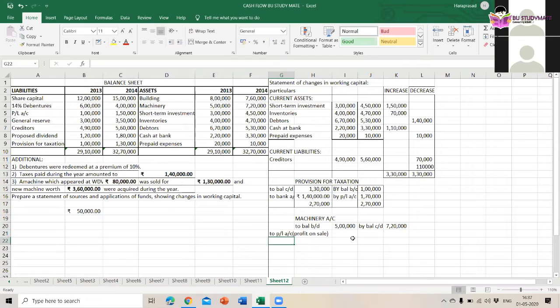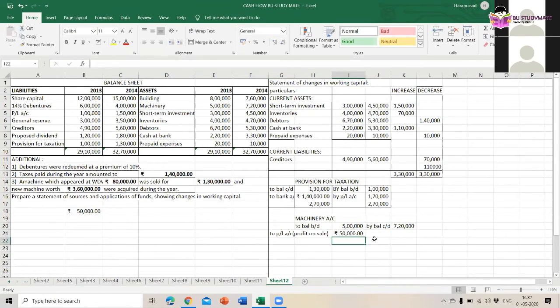Profit on sale. How much? That is 50,000 rupees. Okay. Then we have made a sale, so that's why we'll write down here income, sale by sale of machine. We sold for 1,30,000 rupees.